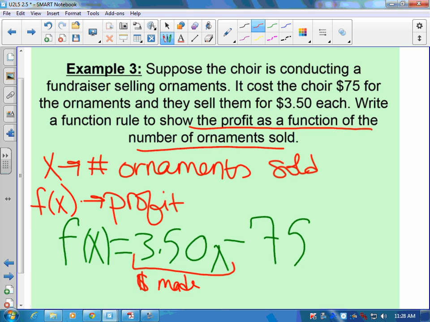Why am I subtracting 75 from this equation? Where did I get that from in this problem? Alex, what do you think?